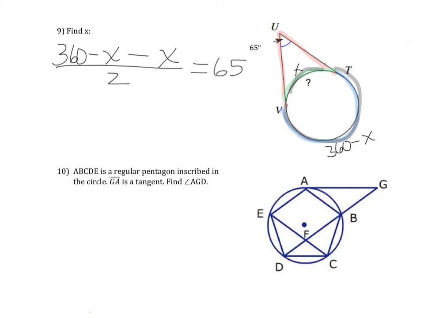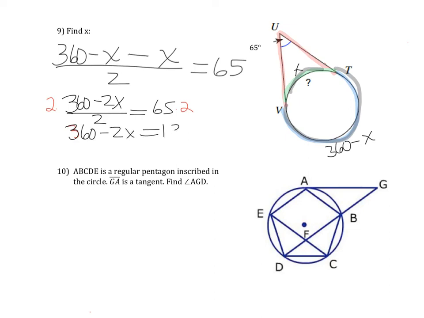Okay, so let's go ahead and finish this question. Let's combine like terms. So we get 360 minus 2x divided by 2. And we're going to multiply by 2 on both sides. That gives me 360 minus 2x equals 130. Let's subtract 360 from both sides. And we get negative 2x equals negative 230. If I divide by negative 2 on both sides, I would get a final answer of x equals 115 degrees.